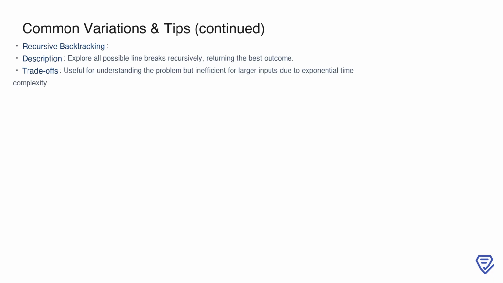Finally, let's touch on recursive backtracking as another potential approach. This method involves exploring all possible line breaks recursively and selecting the best outcome based on the problem's requirements. While it can be a helpful way to understand the problem's structure or clarify your logic, it's usually impractical due to its exponential time complexity. Recursive backtracking is typically reserved for smaller inputs or conceptual exploration rather than real-world implementation. In summary, while there are several ways to approach text justification, the key is to balance simplicity, efficiency, and correctness to address both the problem constraints and edge cases effectively.